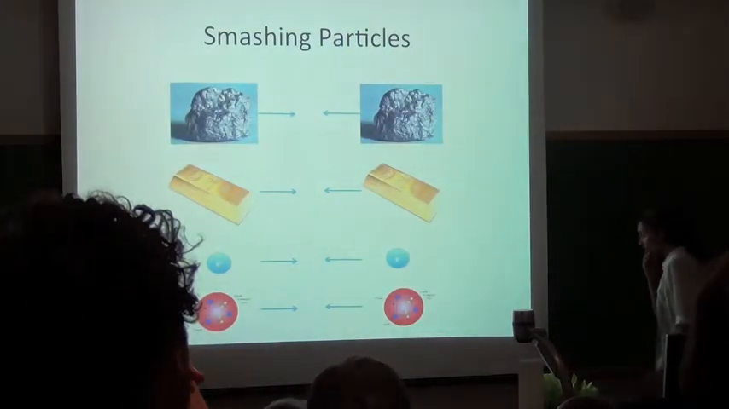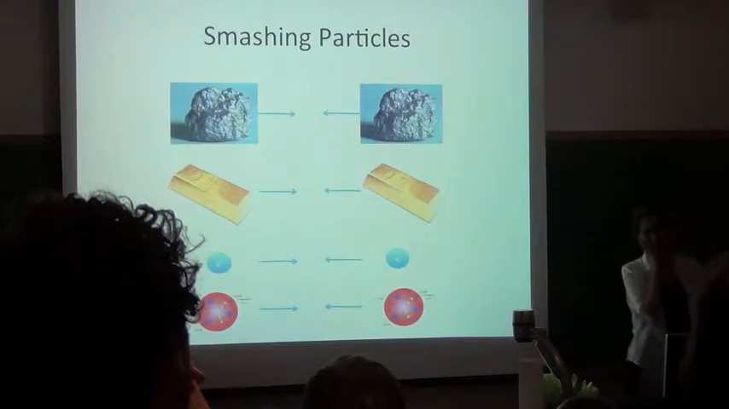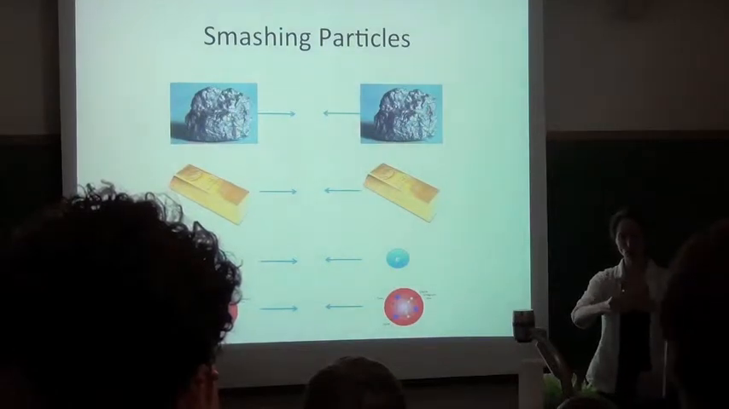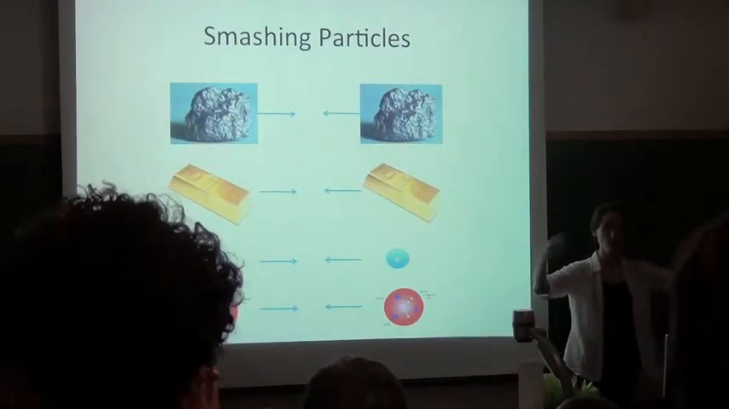So the first question you might ask is, why are you smashing particles together? We're smashing particles together because we need energy in order to create the, you know, E equals mc squared. We take that energy and we can create the mass of the Higgs boson.